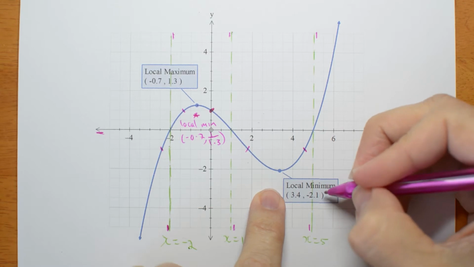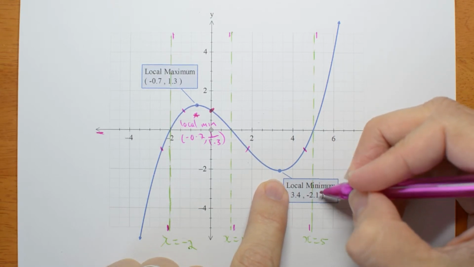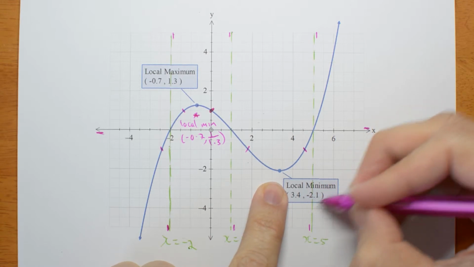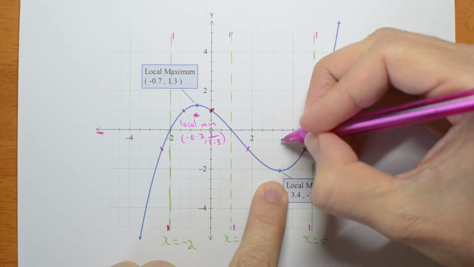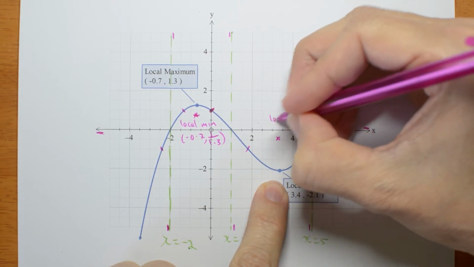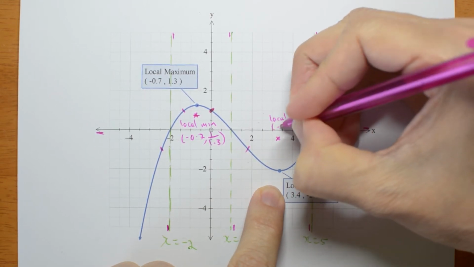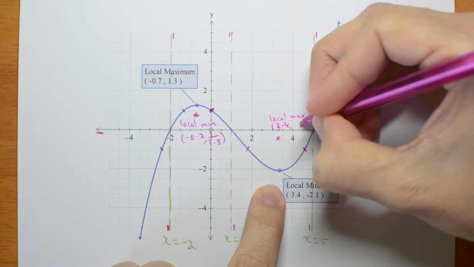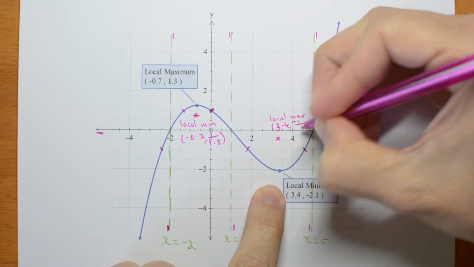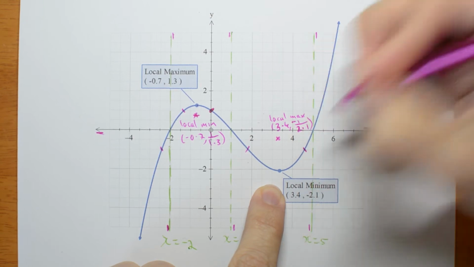And over here there's a local minimum on my original. So my reciprocal is going to have a local maximum. That's -2, so it's pretty close to a half. It's just under a half. So that's going to be a local maximum for my reciprocal. 3.4, -1 over 2.1. That'll do for the sake of this exercise.